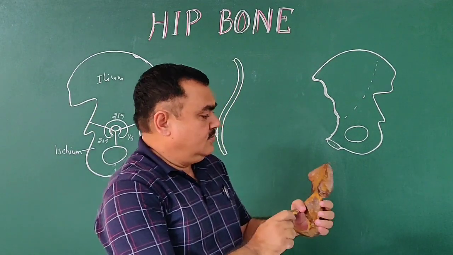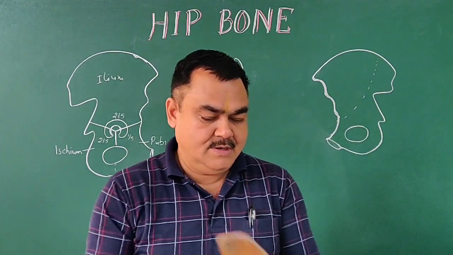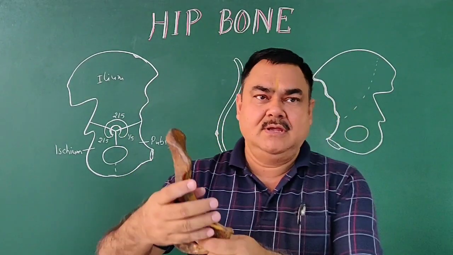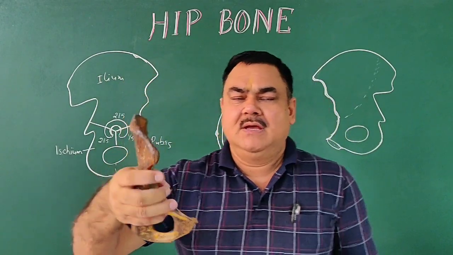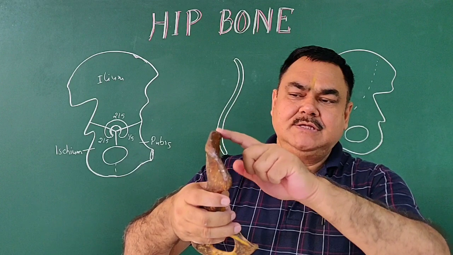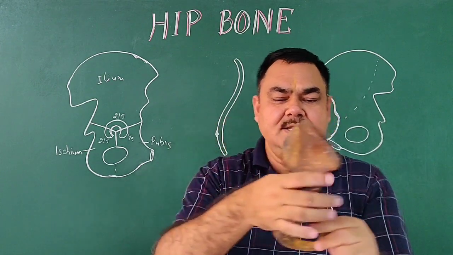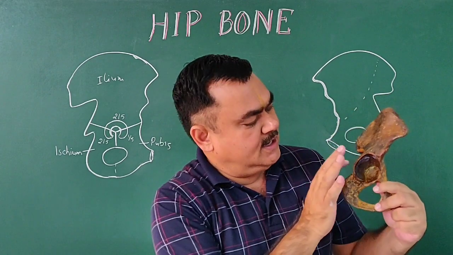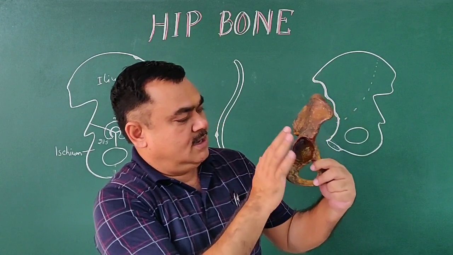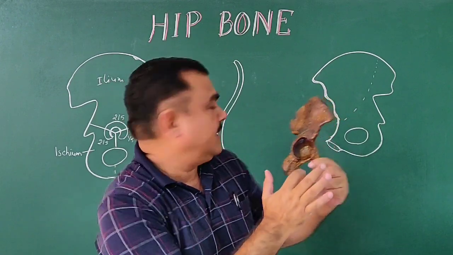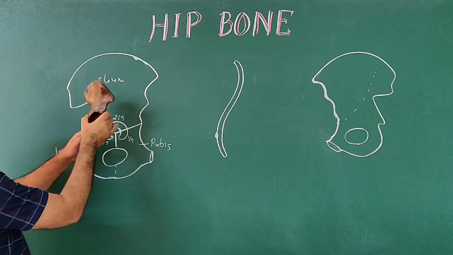Here you can see this is a right side bone. This is the iliac crest, and here is the acetabulum, and here is the line of division of the acetabulum. So it has two ends.